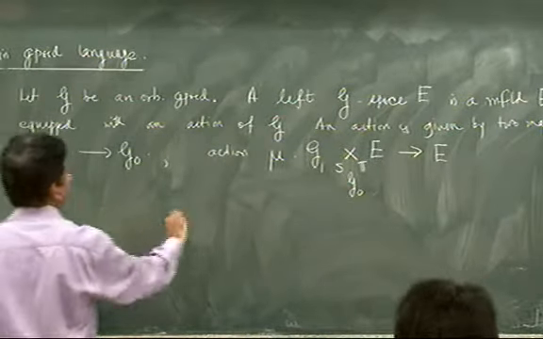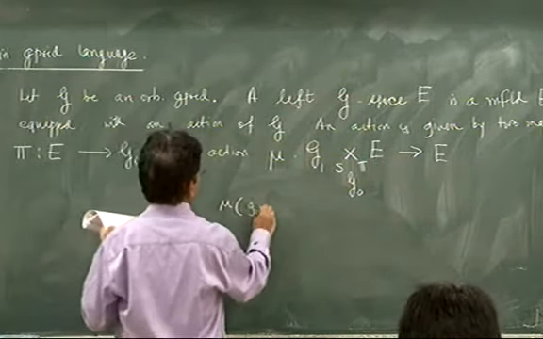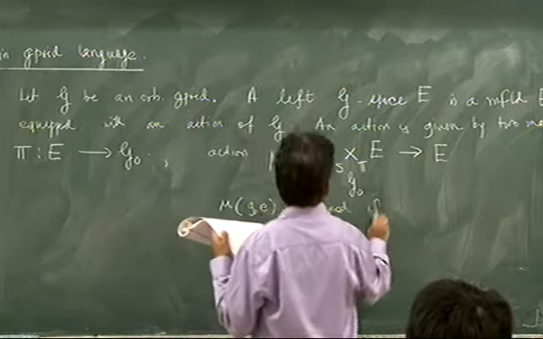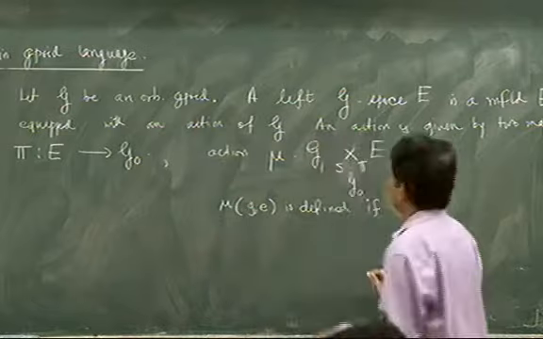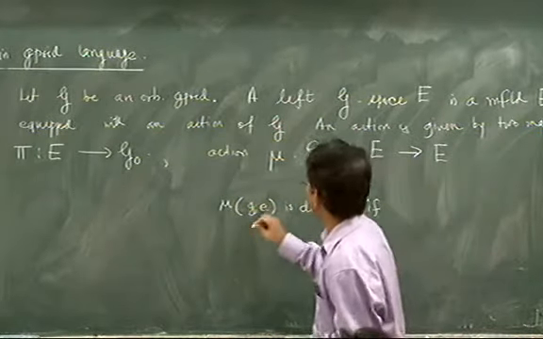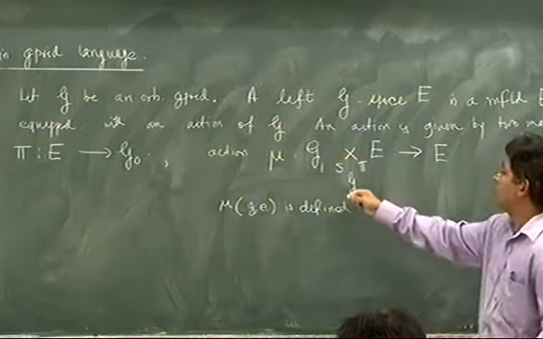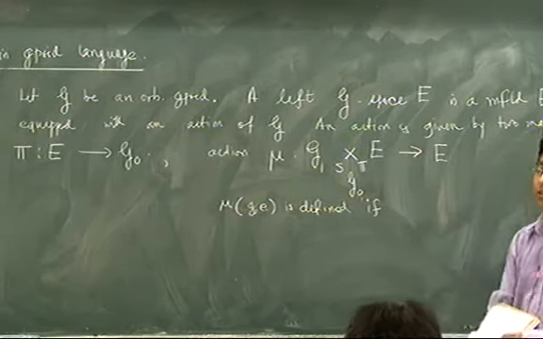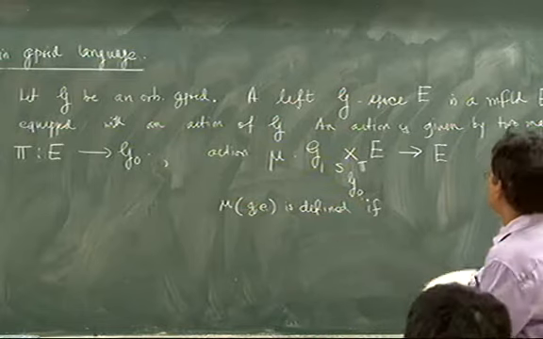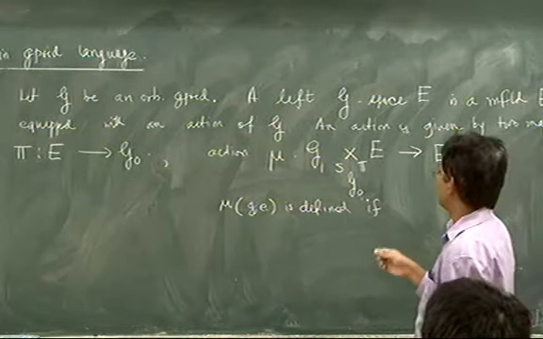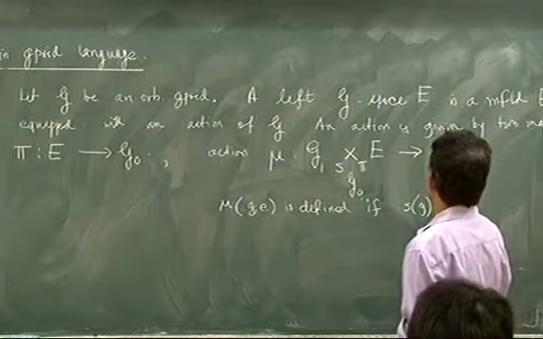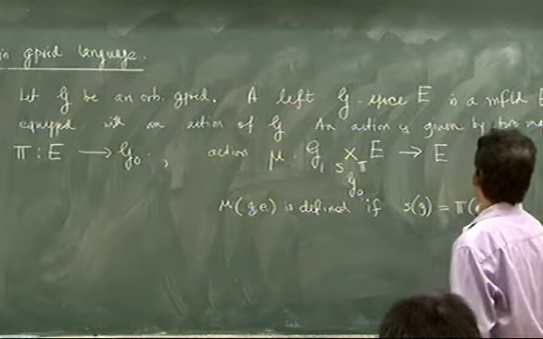Mu of G comma E is defined if, of course, G is an arrow from a point in G naught, if the source of G equals pi of E.